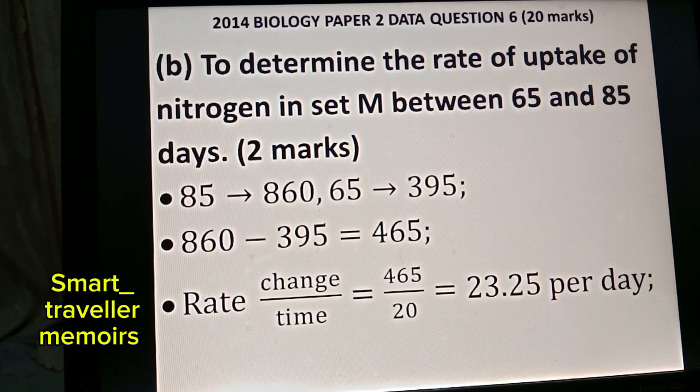To determine the rate of uptake of nitrogen in set M between 65 and 85 days, you have 860 minus 395, which is 465. The rate of change over time is 465 over 20, which is 23.25 per day.